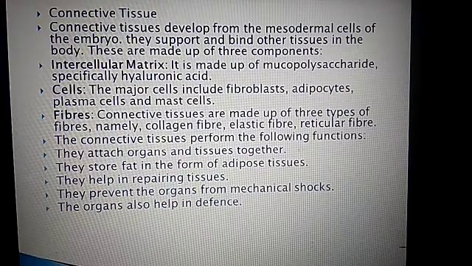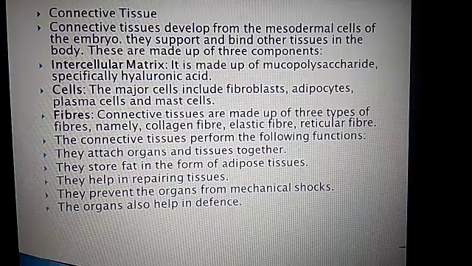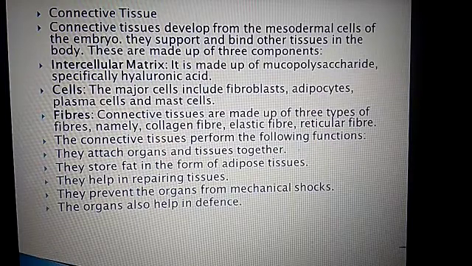Connective tissue develops from mesodermal cells of the embryo. They support and bind the other tissues in the body. Connective tissue is made up of three components. The first is the intercellular matrix. It is made up of mucopolysaccharide, especially hyaluronic acid.